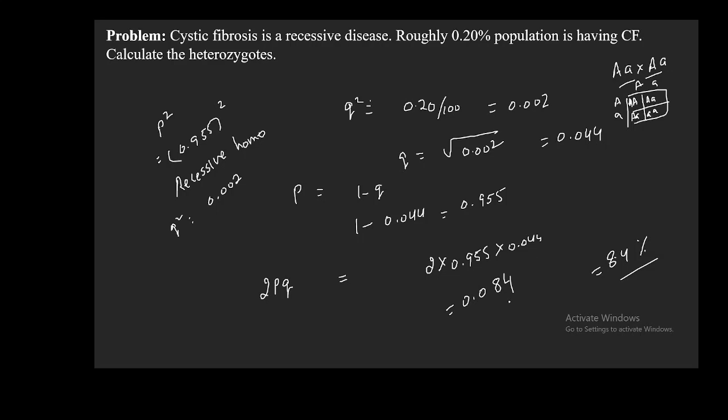The number of the heterozygotes will be equal to 2pq, which will be 2 into 0.955 into 0.044, which will be 0.084. So in percentage, it will be 8.4% of the population that will carry the heterozygotes.